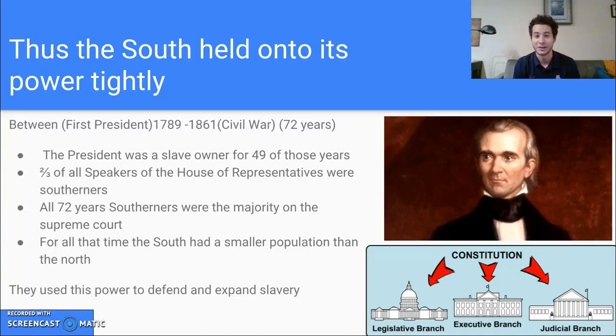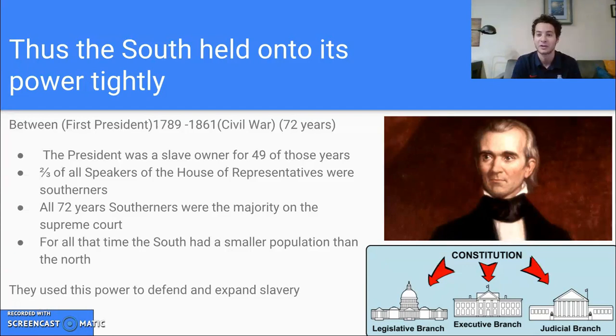And for another 10 years, the Northerners who won office only won because they had made a deal with the Democratic Party, and the Democratic Party at that time was based in the South. So, second bullet point, two-thirds of all the speakers of the House of Representatives.